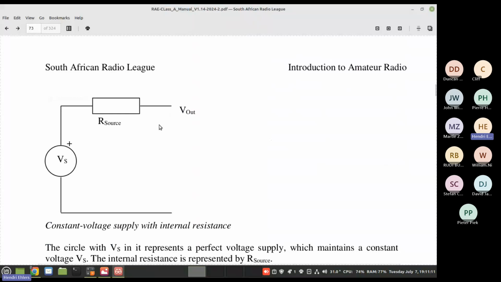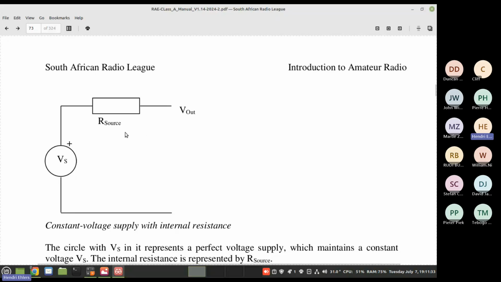A good example of that is lead acid batteries. When you connect the load onto that, there's a massive voltage drop because it's got a big internal resistance compared to lithium batteries. So lithium batteries are much better and much more efficient.